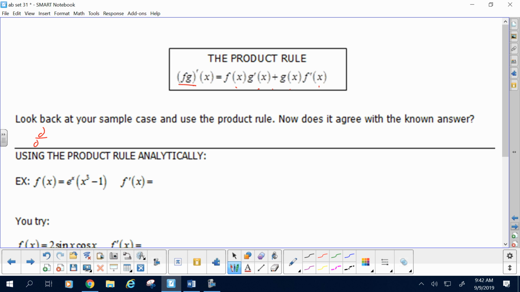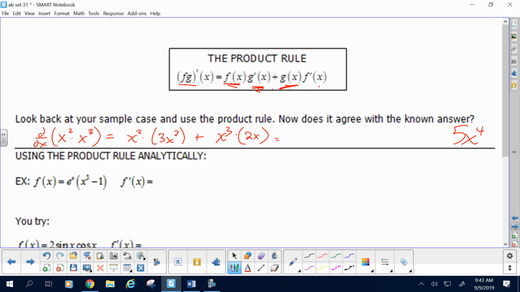We said that when we took the derivative of x squared times x cubed, we had a hypothesis that was a disaster. We know it's supposed to be 5x to the fourth, and it didn't come out 5x to the fourth. Let's use our product rule now. F means first stays the same, so that's just x squared. G prime means derivative of the second, which is 3x squared, plus g means second stays the same, so that's x cubed, and f prime means the derivative of the first, which is 2x.